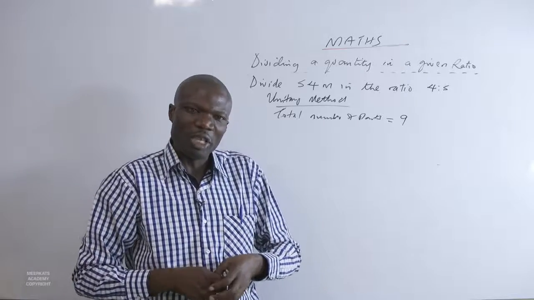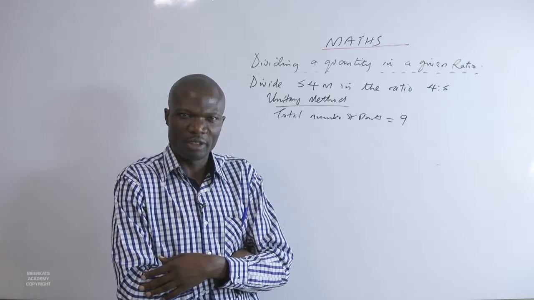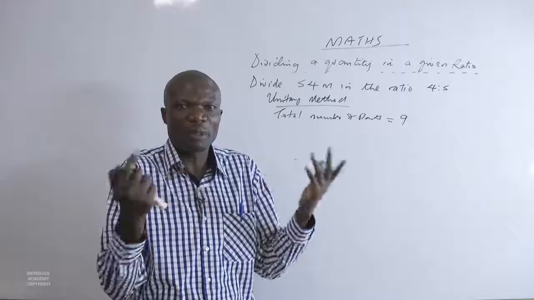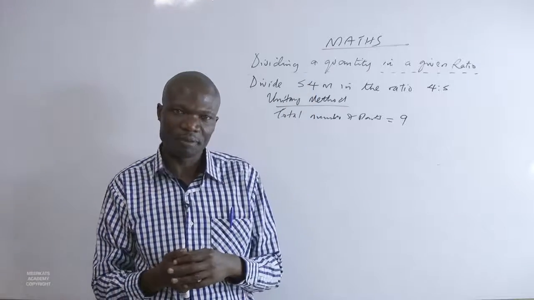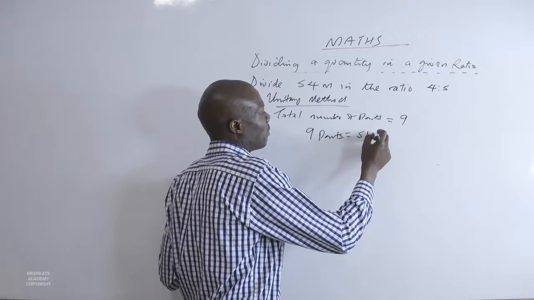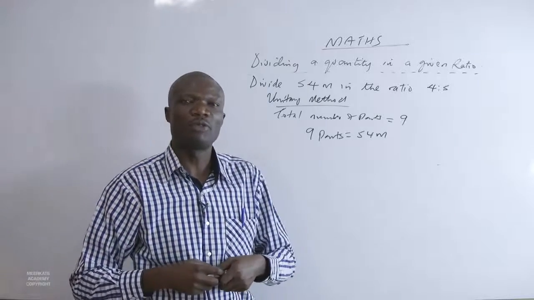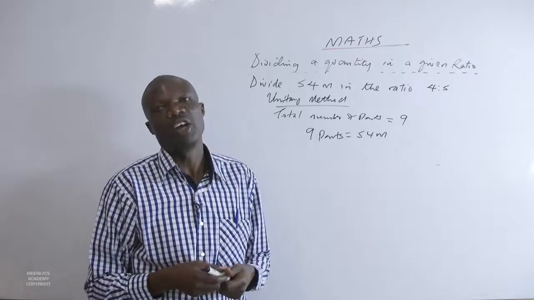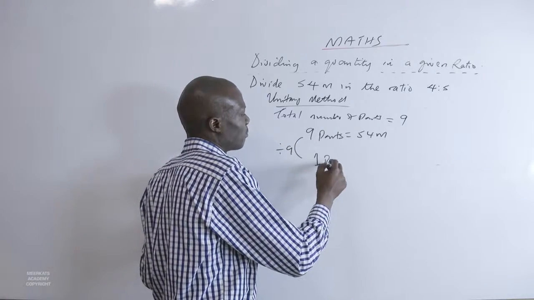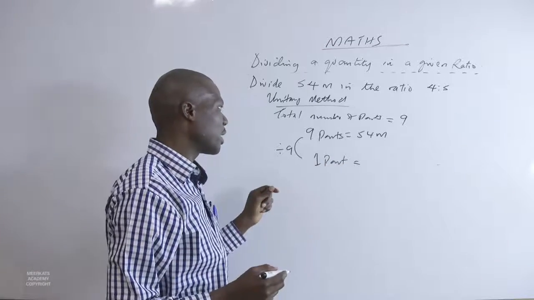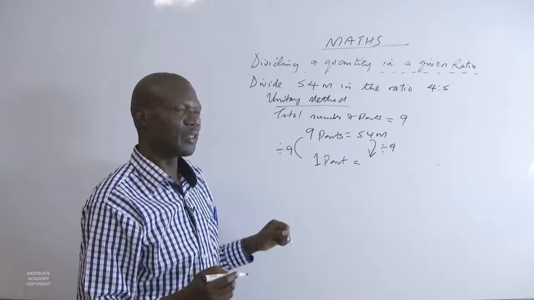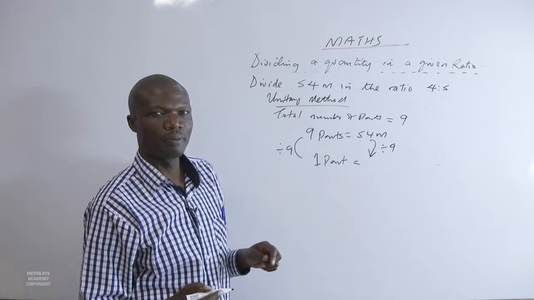Now, if we want to use the unitary method, it means, can we reduce the 9 parts to be 1? Why are we saying that? Because the 9 parts is the whole, and the whole represents what quantity? 54 meters. You will agree with me that 9 parts is formed by a total of 54 meters. How about 1 part? 1 part is gotten by dividing by 9. Therefore, you take the 54 and divide by 9, and when you do that, you'll end up finding 6.